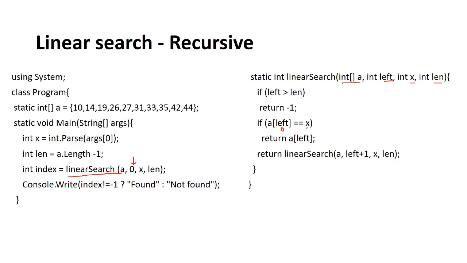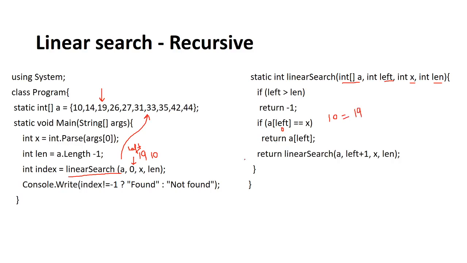So for example, I'm searching for a value 19. So my x is 19 and the length is 10. Okay, the left is 0, is already there, and this is my complete array A. So what I'm going to do is I'll say, okay, if A of 0, which is 10, is equal to 19, the value of x I'm searching for, answer is no.